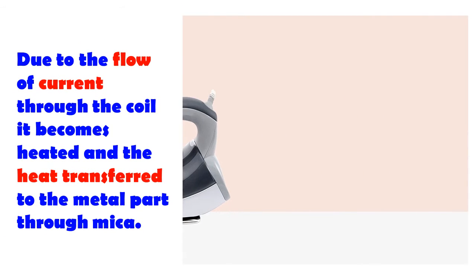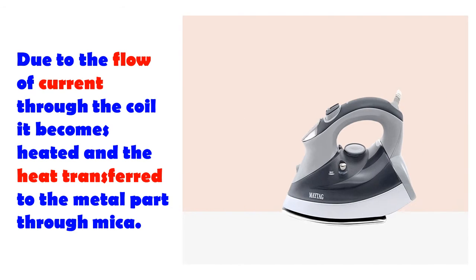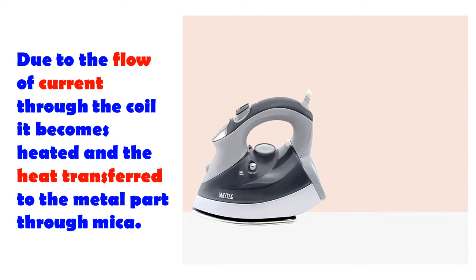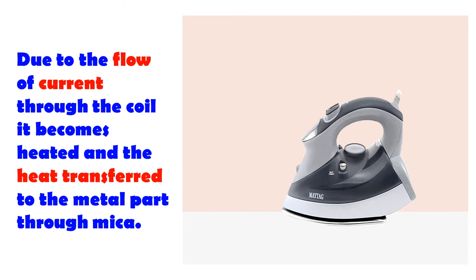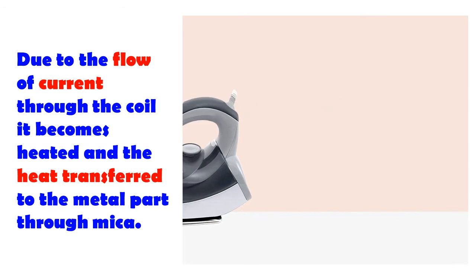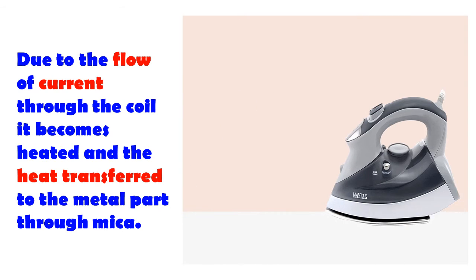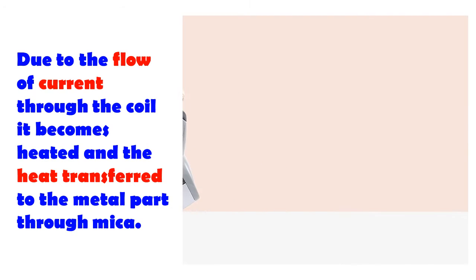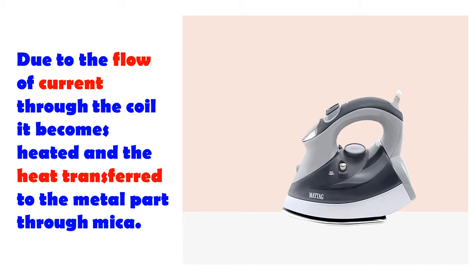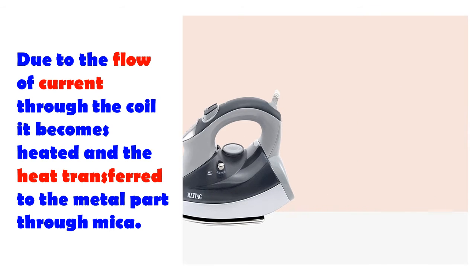Electric iron. In an electric iron, the upper part is grooved. In this groove, a coil is placed. Mica as an insulator is placed between the metal part and the coil, so that there is no electrical connection between them. Mica is a bad conductor of electricity, but it is a good conductor of heat. Due to the flow of current through the coil, it becomes heated and the heat is transferred to the metal part through the mica. Finally, the metal part becomes heated and it is used for ironing.